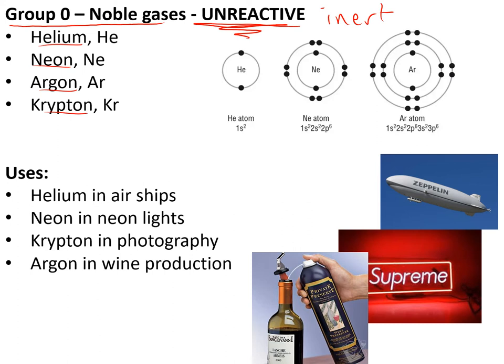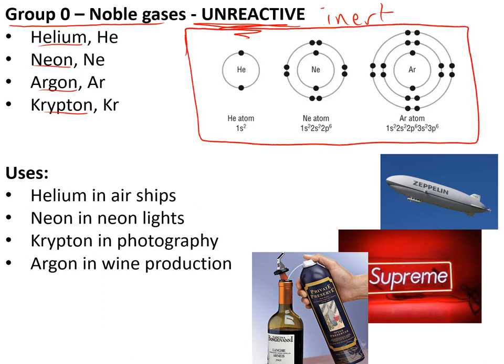Now, the reason they don't react is down to their electron configurations. If you look at each of their electronic structures, you can see that all of them have full shells of electrons. Helium has two electrons. Remember, it's only got one shell, so it only needs two. Neon's got 8 electrons in its outer shell, and argon's also got 8 electrons in its outer shell. So those outer shells are full. They have no need to gain or lose any electrons, and so they're going to be completely unreactive.